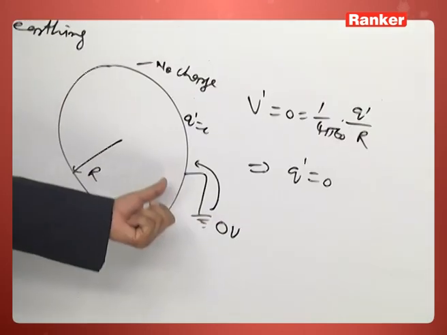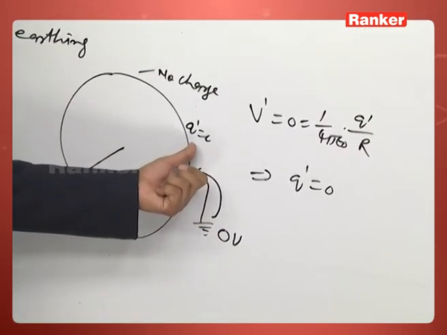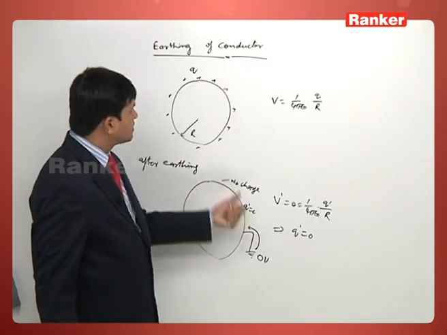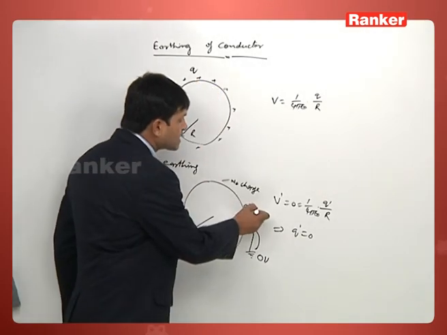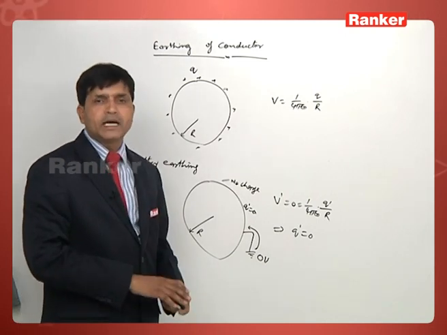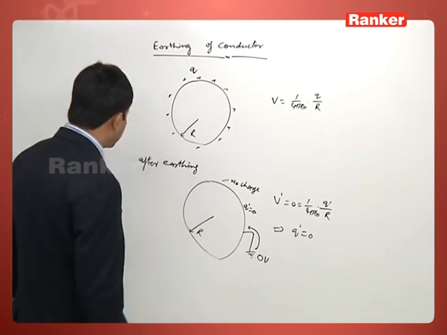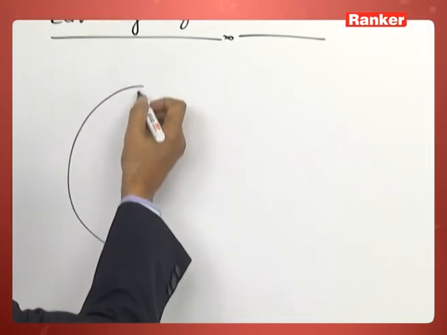So in this process we saw that after earthing, the charge on the conductor becomes 0, because earlier the charge was q but now the charge is 0. But see another example in which we will find that we have made the conductor earth but the charge on the conductor is not 0.